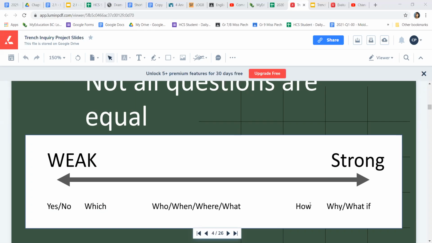Or what if the war had ended differently? What would have happened to the world as we know it now if there had been a different result with World War One? Those types of questions really get you thinking. They dig deeper into the nitty-gritty details of the area that you're looking into.